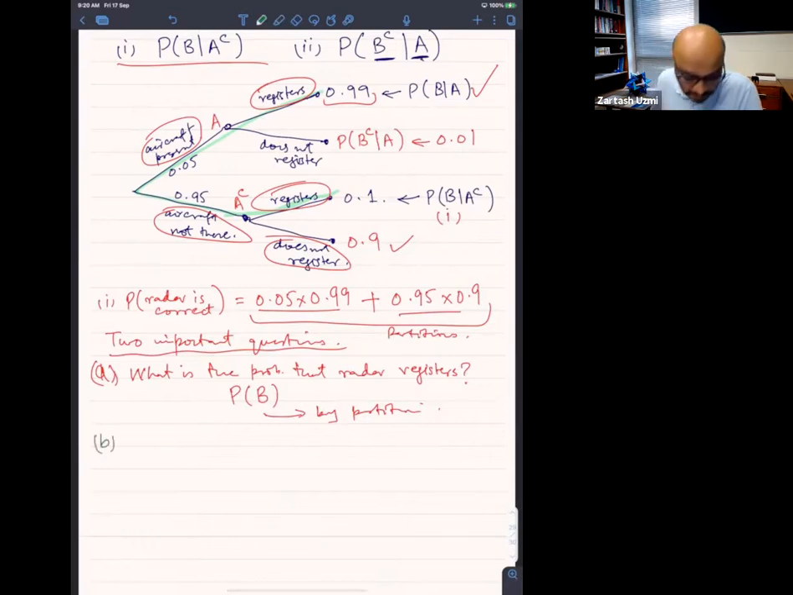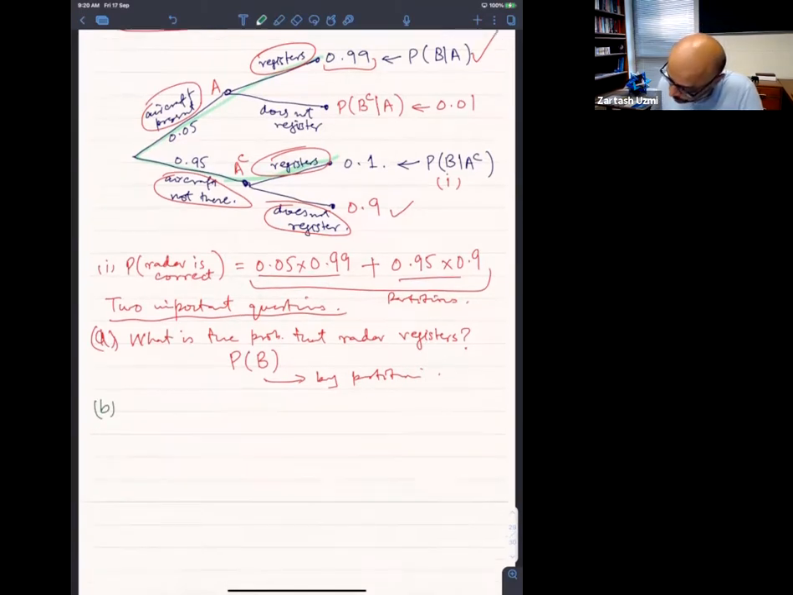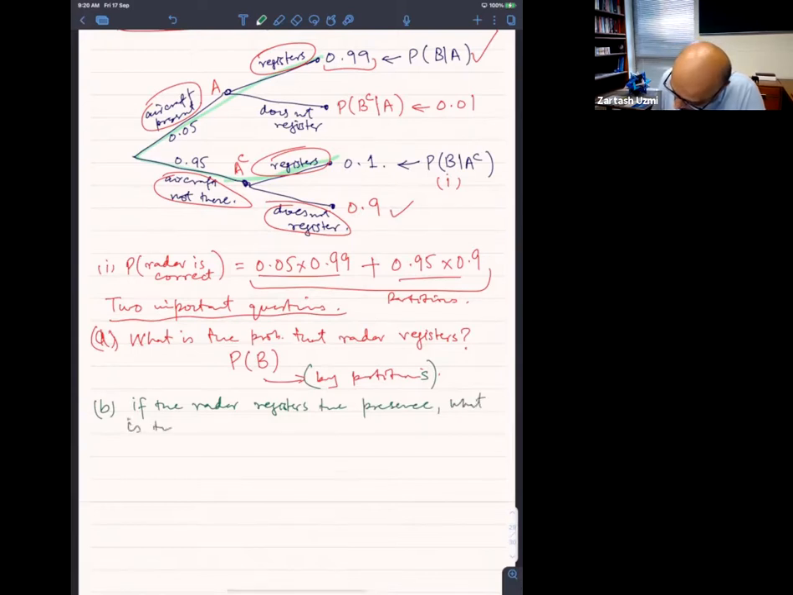The second question is, and we won't get the answer to that today. By partitions, this one by partitions. If the radar registers the presence, what is the probability of the aircraft being present?